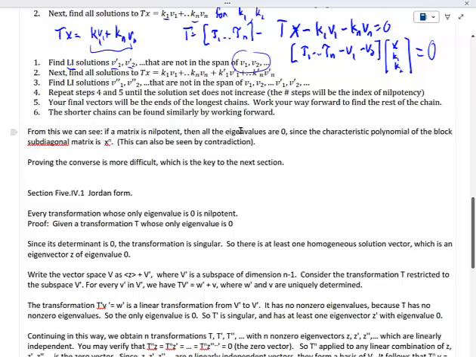So for instance, if the eigenvector has eigenvalue 1/2, and I take T to the 5th times that eigenvector, then the result would be 1/32 times the eigenvector. It would not be 0. Okay, so there's no way to get a nilpotent matrix if there's an eigenvalue that's not 0.